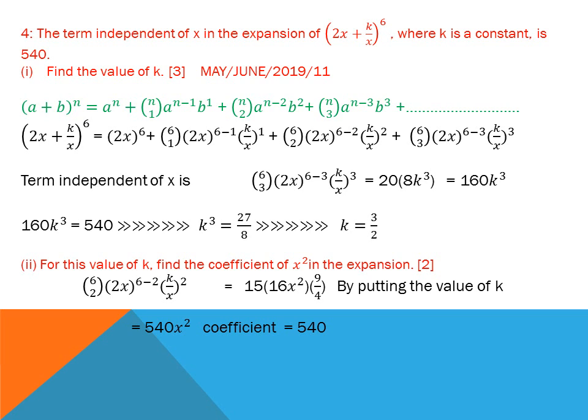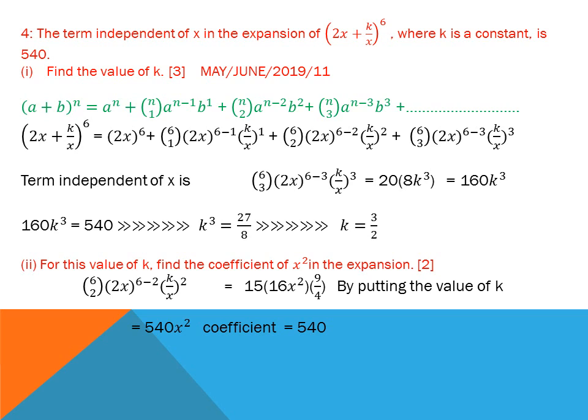Now I choose the term independent of x. In term number 4, when I expand this, 2x power 3 and k cube over x cube. It means this term is independent of x, because x cube is cancelled out with x cube.